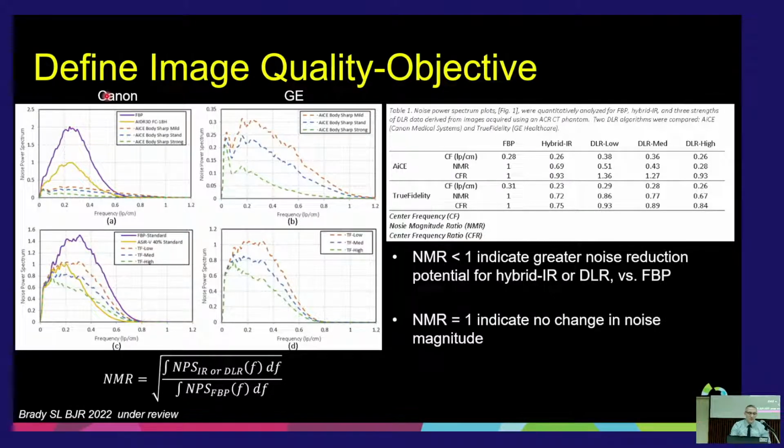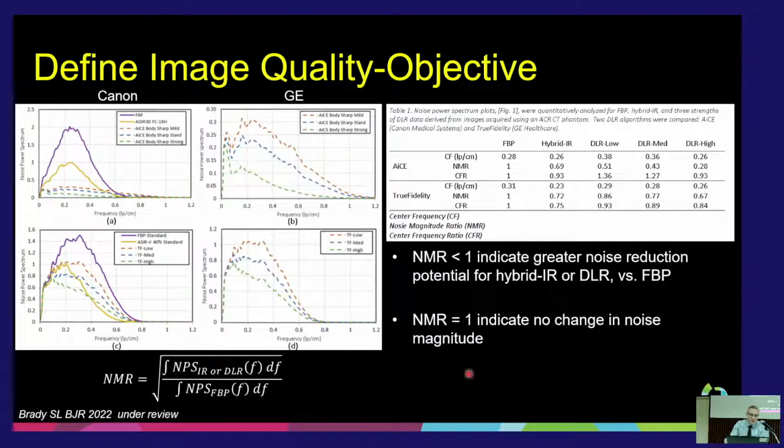In a paper that I've been working on, hopefully it'll get published one day, we looked at iterative reconstruction on our Canon scanners using ACE, which is their first generation iterative reconstruction, and our GE scanner, which uses TrueFidelity, which is once again their first generation deep learning. A couple things we notice real quick. First of all, filter back projection versus iterative reconstruction. Once again, yes, iterative reconstruction is lower in noise than filter back projection.